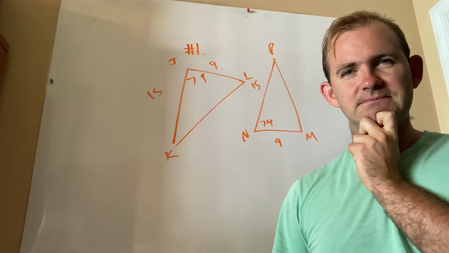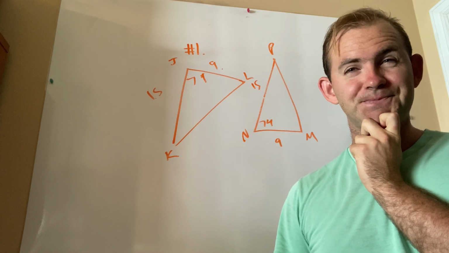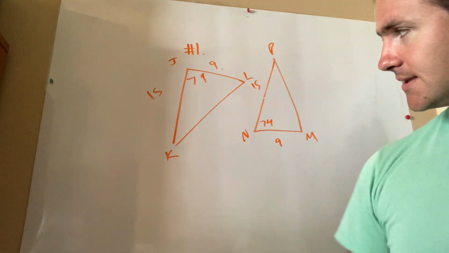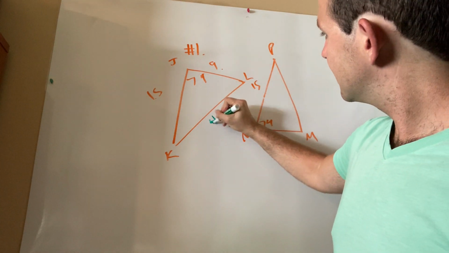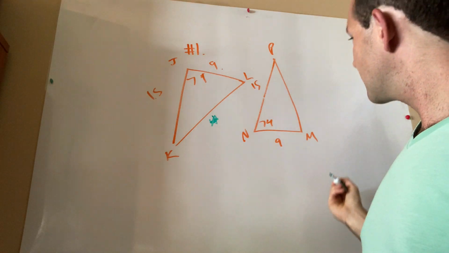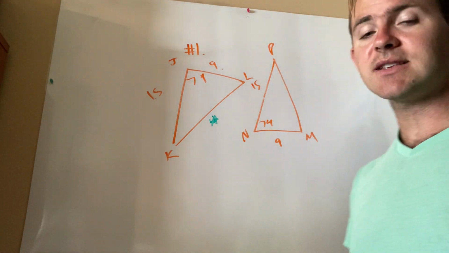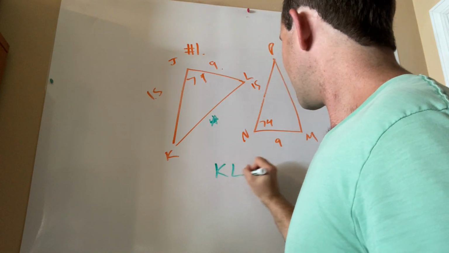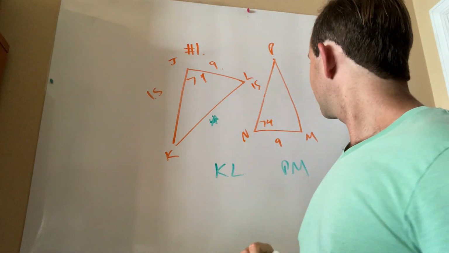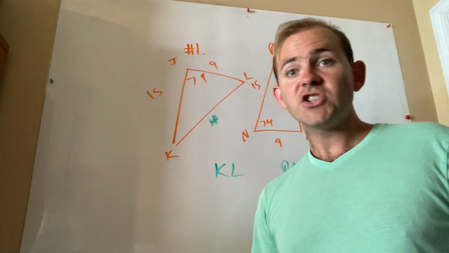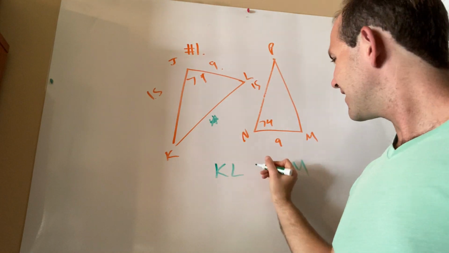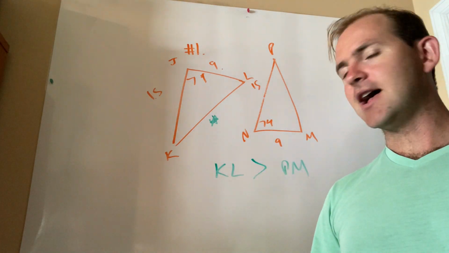Which one's bigger? Okay, so 79 is bigger, right? That means that this side over here, the side across from the 79, is going to be bigger than the side across from the 74. So in this case, when they're giving us this statement right here, KL and PM, which way should the alligator mouth open up? Which one's bigger? Well, we just said KL, so the alligator is going to open up to the KL.